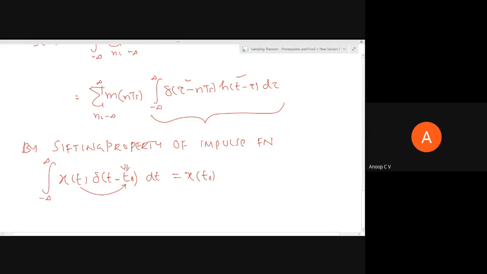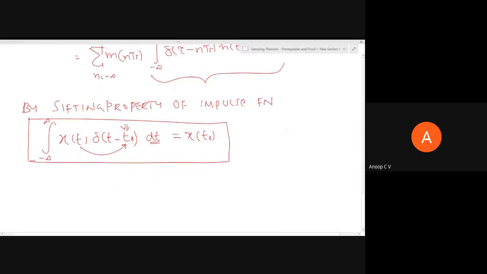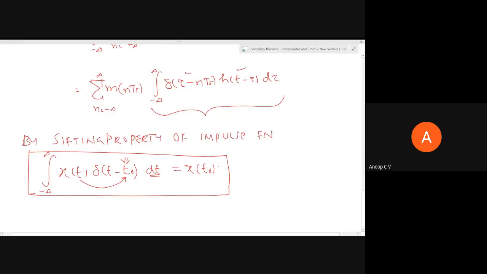Please note this down carefully. What we have done is replace the t; the integration is with respect to t, so in x(t), t is replaced with the constant time shift t0. That is the shifting property. You have studied this maybe in signals and systems, while you were studying the basic properties of the delta function. So if you apply the same property here, you can see here we have δ(t minus nTs) in place of τ.